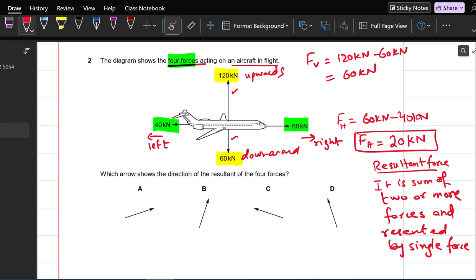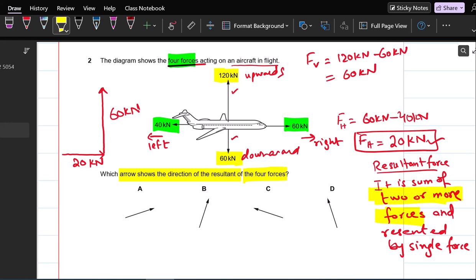So if I draw a vector here, 60 kilonewton is vertical and 20 kilonewton, which is less than 60 kilonewton, is horizontal. It is kilonewton, not newton. So this is the diagram now. Which arrow shows the direction of the resultant of the 4 forces? As I have written, it is a sum of 2 or more forces. So we have to represent the resultant of the 4 forces.